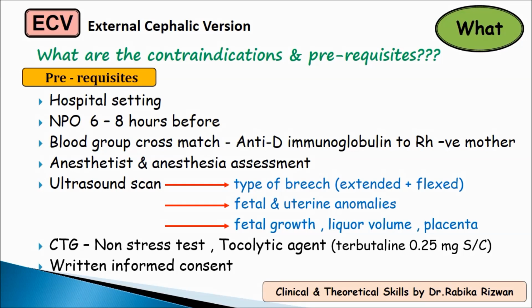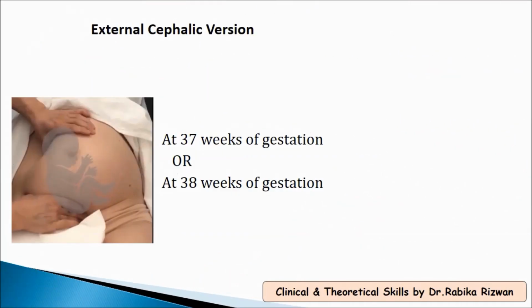The next prerequisite is a tocolytic agent, that is terbutaline, 0.25 milligrams subcutaneously. It helps to keep the uterus quiet, and you can easily perform external cephalic version on a relaxed uterus. And the last important point is written informed consent. You should take informed consent in a written manner, including all the risks and benefits of ECV. Also, the technique of ECV should be explained prior to the procedure.